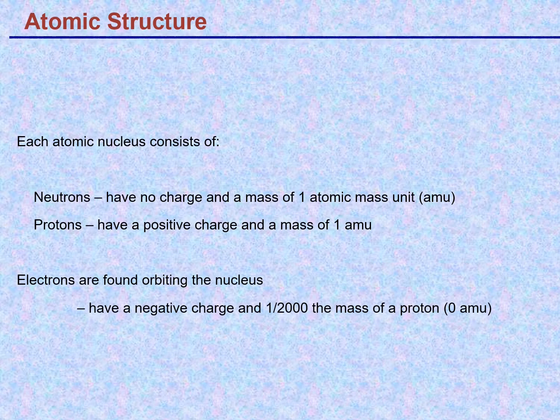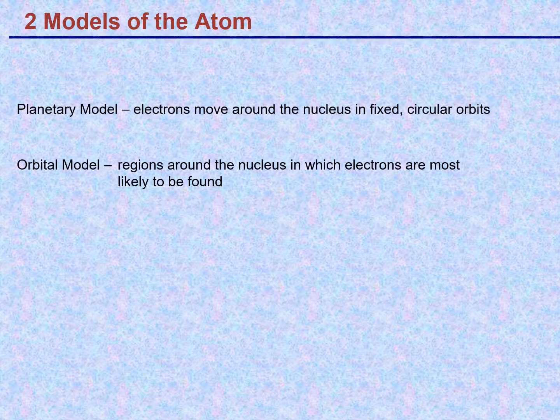Electrons, which have a tiny mass, are found orbiting in a cloud outside of the atomic nucleus. There are 2 major models of atoms that are typically used to explain the structure of an atom: the planetary model and the orbital model. In the planetary model, the electrons are shown moving around the nucleus in fixed circular orbits. This is a model that lends itself well towards explaining how atoms can interact with each other to form bonds.